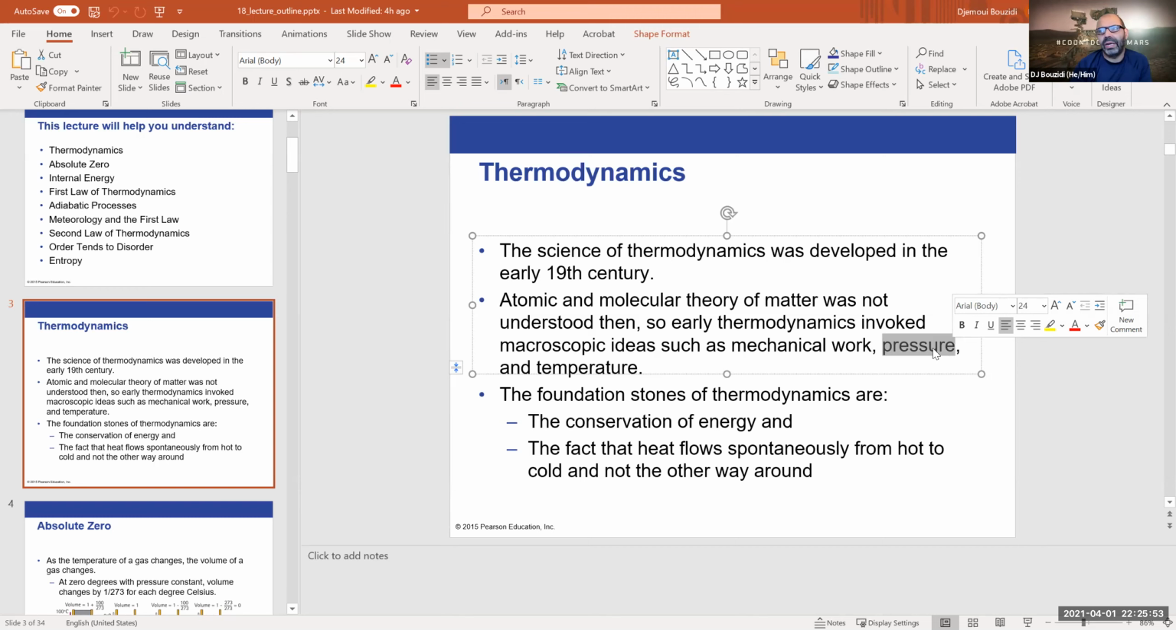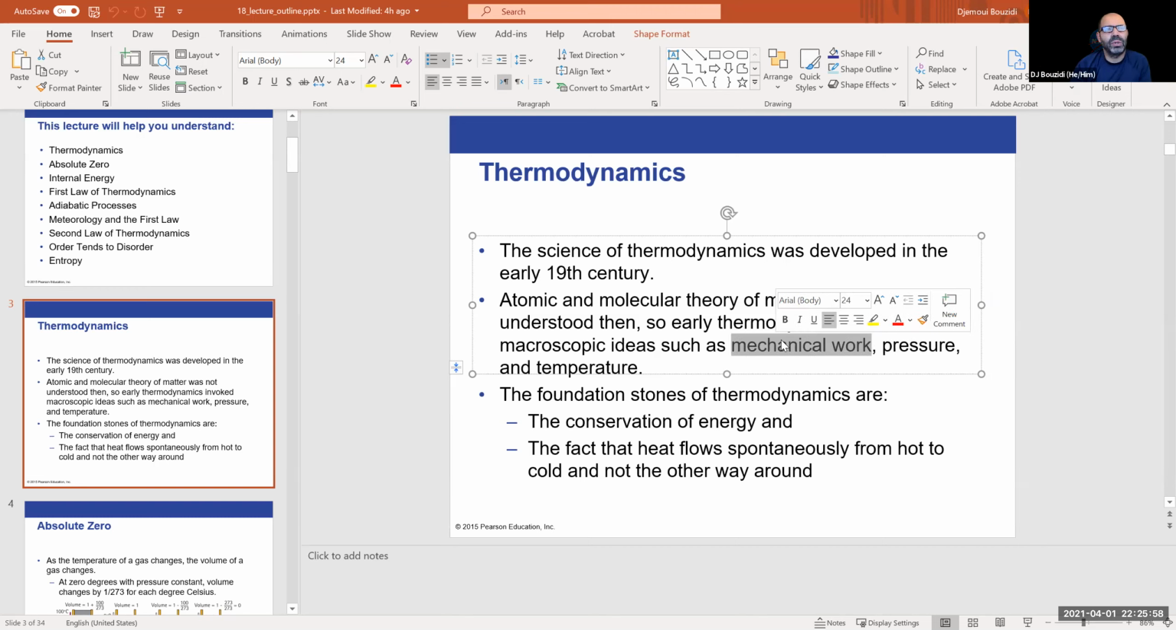Pressure, all you need is the force over area. So that's measurable. Mechanical work is easy to measure too. It's basically force times distance, displacement. So you can measure these things, okay? So what was left in this thing in here was temperature.